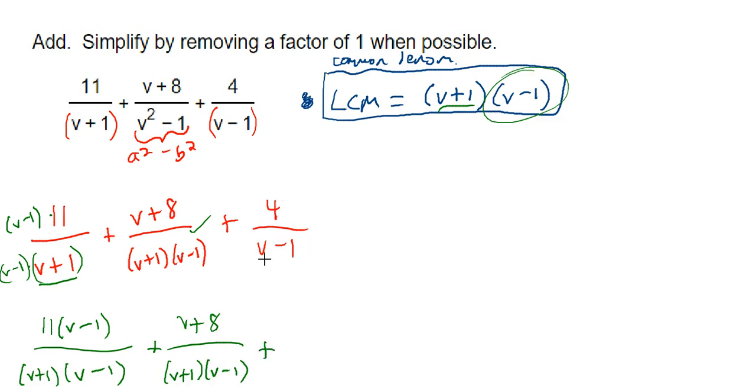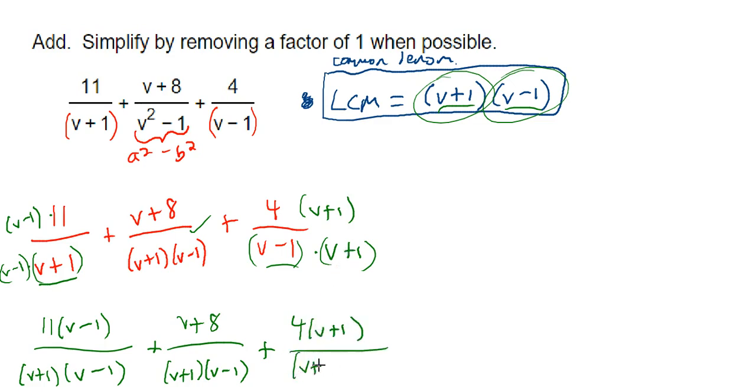For the last one, we already have the v minus 1, but we're missing the v plus 1, so that's what I will multiply to it. If I multiply v plus 1 to the bottom, I've got to multiply v plus 1 to the top. So on top, I'll have 4 times v plus 1, and on the bottom, I'll have v plus 1, v minus 1. All right, now all the denominators match. They're all the same, so I have a common denominator all the way through. And so now I can add these three fractions together.